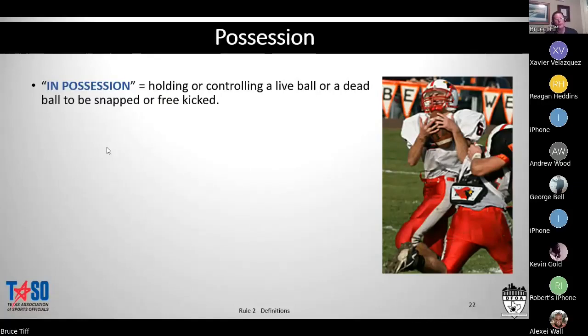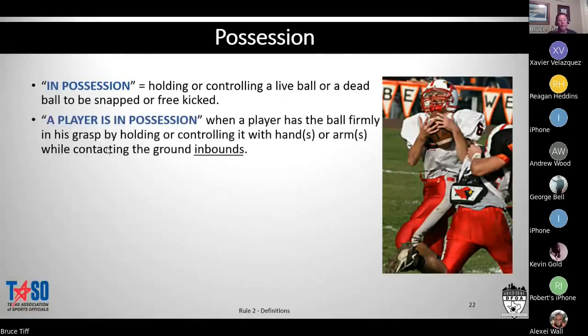Okay, in possession. Let's talk about possession. We talked about that earlier, about the team in possession. So it's important to understand, first of all, what is possession? When you're in possession, you're holding or controlling a live ball or a dead ball to be snapped or free kicked. And a player is in possession when a player has the ball firmly in his grasp by holding or controlling it with his hands or arms while contacting the ground in bounds.